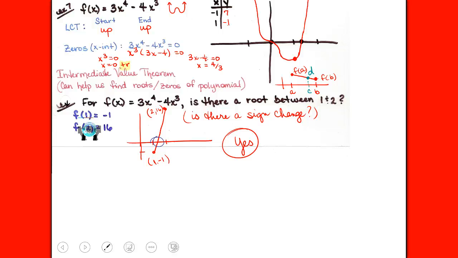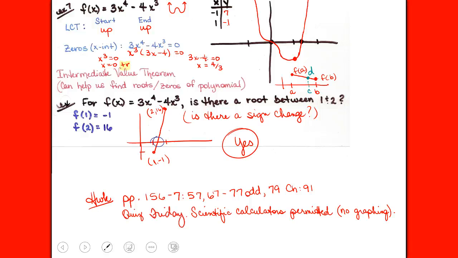Okay? All right, so here is our homework for tonight. And remember that we have our quiz this Friday over 2.1 and 2.2 using scientific calculators, but no graphing.